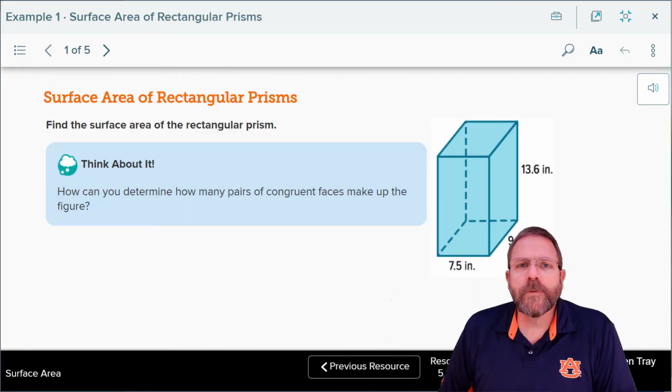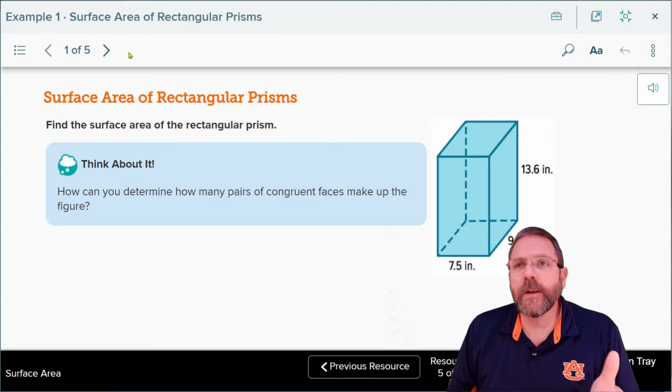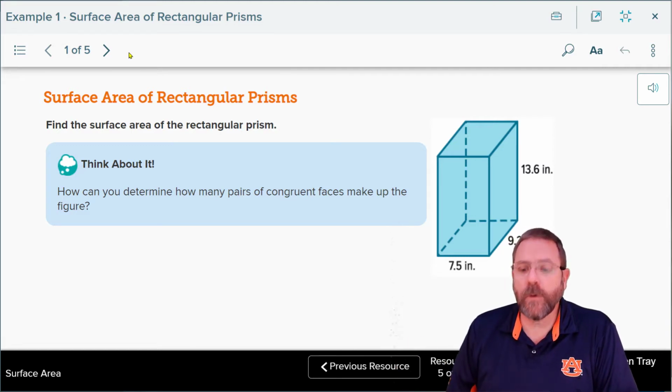Now here they've given us a rectangular prism, and they want us to find the surface area of it. Of course, the first thing we're going to do, just like we've mentioned before, is make a net of that figure, meaning we have to lay it out flat in a way that it could be folded back up properly, where all the side lengths are correct.